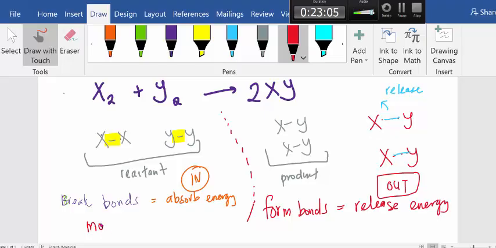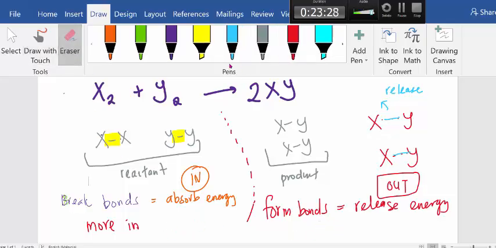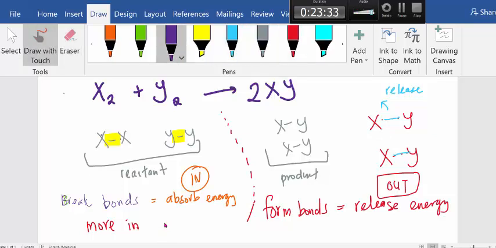If, let's say, it takes 500 kilojoules to break the bonds, but only 100 kilojoules is released to form the bonds, so more in or more out? More in is called endothermic, so the temperature goes down. If, in this reaction, only 100 kilojoules of energy is absorbed to break the bonds, and then 5,000 is released, more energy in or more energy out? Out. And it's called exothermic.